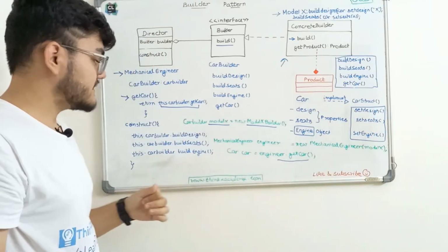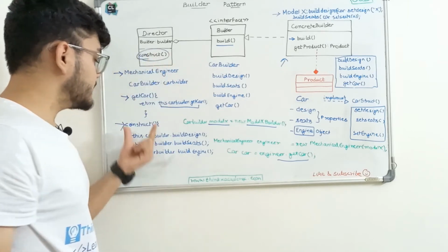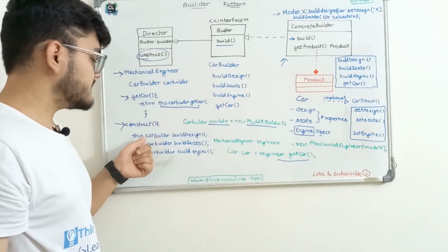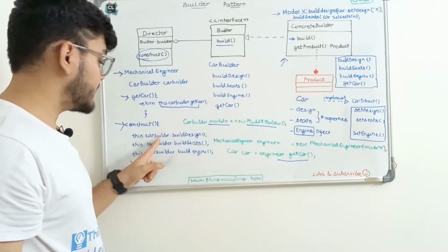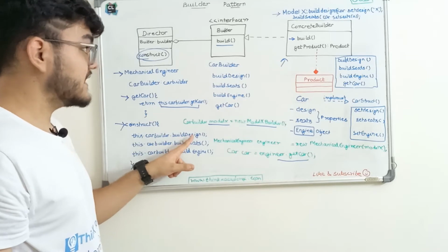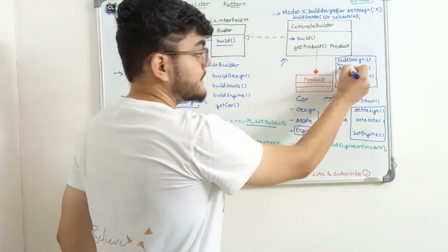So now what I'm going to do here is, you can see we have a construct function here, right, which is this part. Now in the construct function, I'm going to say this.carBuilder.buildDesign, right? So the first step is to build the design. So I'm going to say carBuilder.buildDesign. So you can see here that this Model X builder has a buildDesign function here, right?